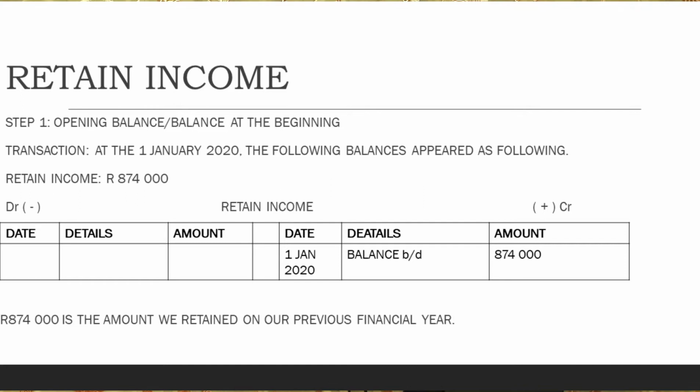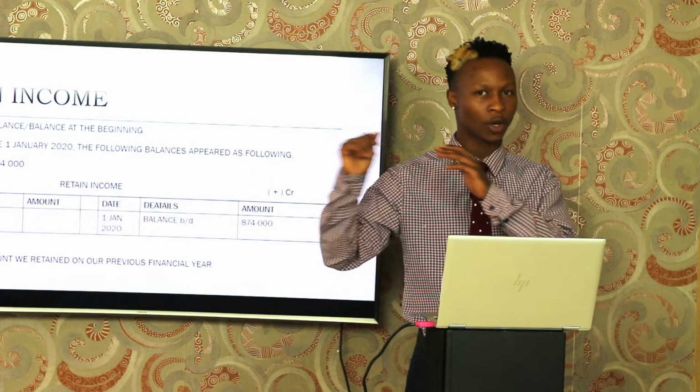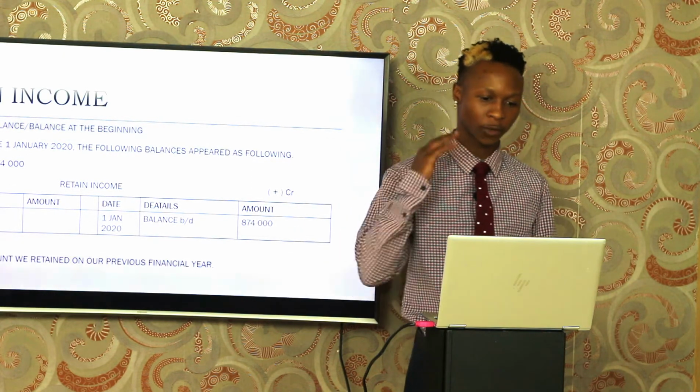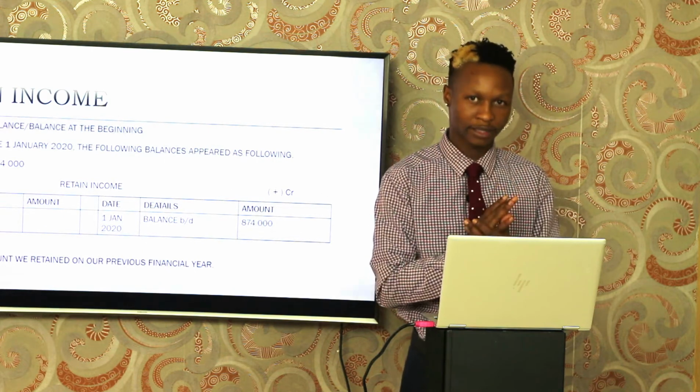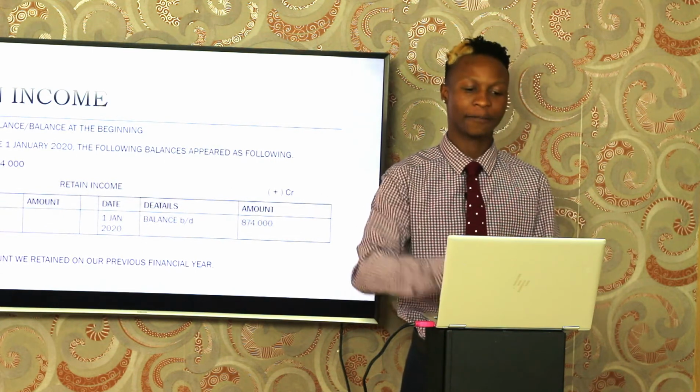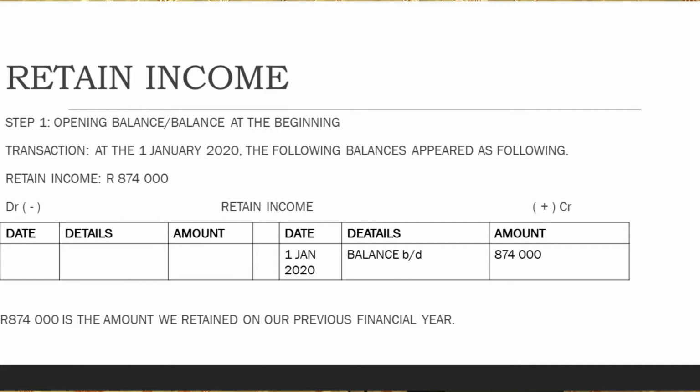We open our books on the credit side, guys. It's a retained income, owner's equity, increase on the credit side, decrease on the debit side. We just take our amount, we open it on our credit side, we record our date. Do not forget your date, guys. On the beginning of our financial year, which is 1st January 2020, we have our balance brought down, which is 874,000.